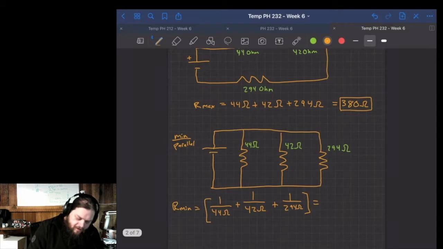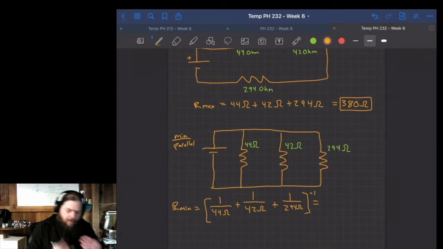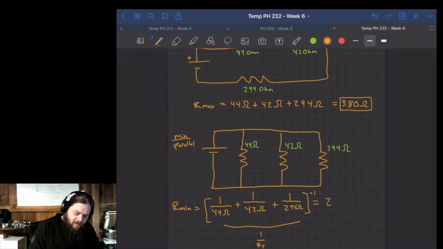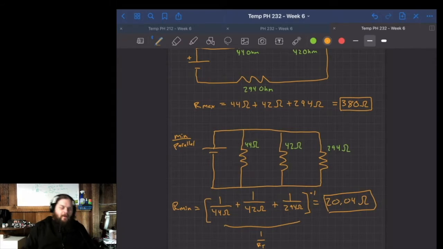So we have to make sure we take this to the -1 power because we're flipping it around, because all of this in here is equal to 1 over our total. But we want to find out what that total resistance is. So that's 20.04 ohms. So this one up here is obviously the max. It's the size of all of them combined, or bigger than any of them individually.